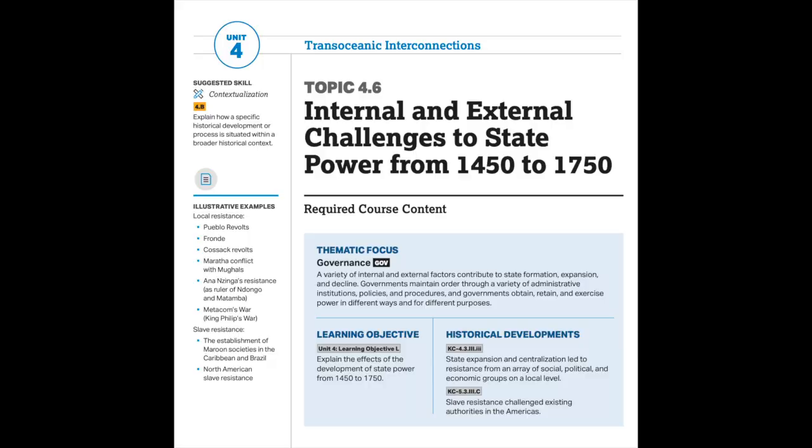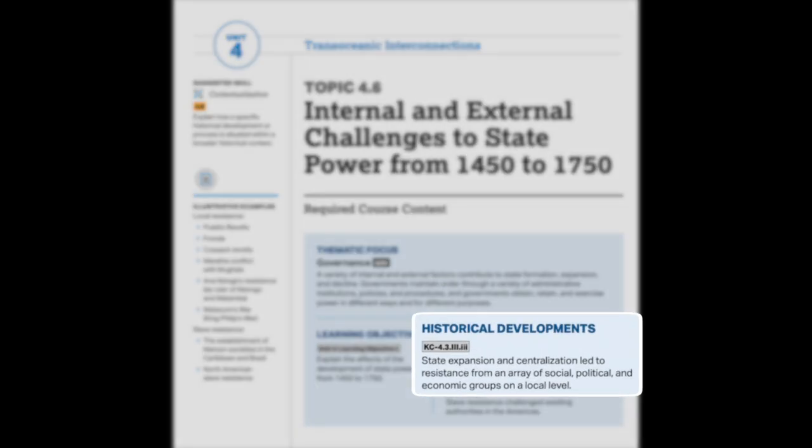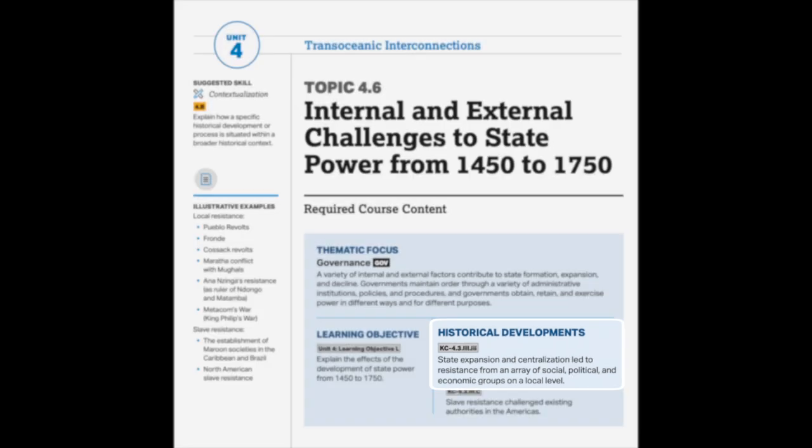I chose that because I think this is something that you read on your own last semester, and you may have annotated the topic page or something. So I want to kind of reinforce that. One of the historical developments is that state expansion and centralization led to resistance from an array of social, political, and economic groups on a local level. So basically, states had a hard time managing themselves because they were met with resistance.